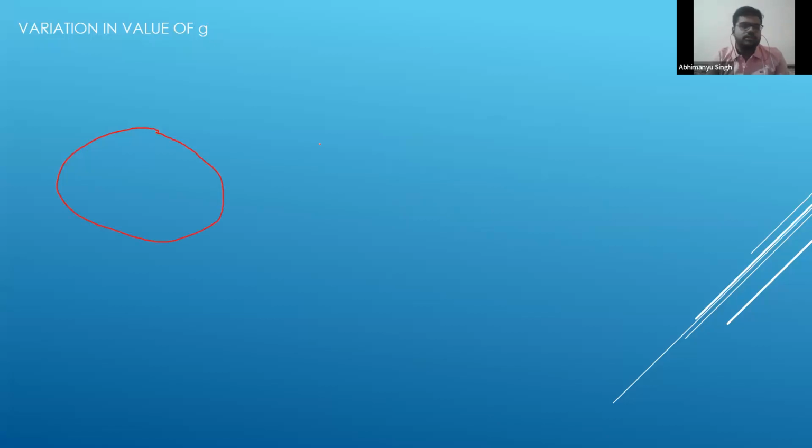On one side, Earth is smaller, its radius is less, so we need to consider that. Even without considering the effect of rotation, we have R prime, the radius at the equator. So R prime is greater than R. That directly implies g is greater than g prime. The inequality gets reversed because g is GM by R square.